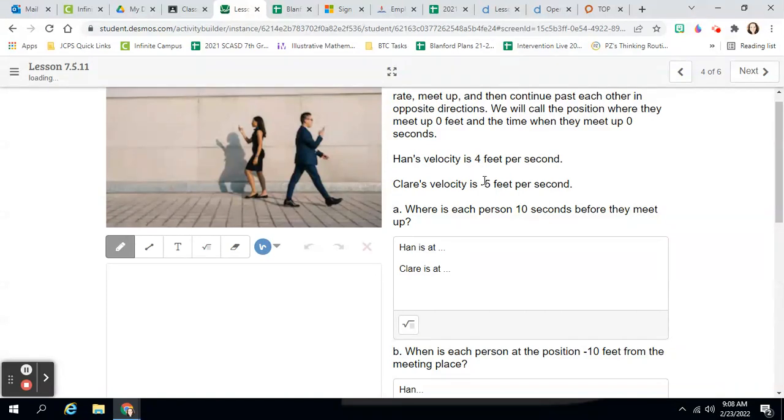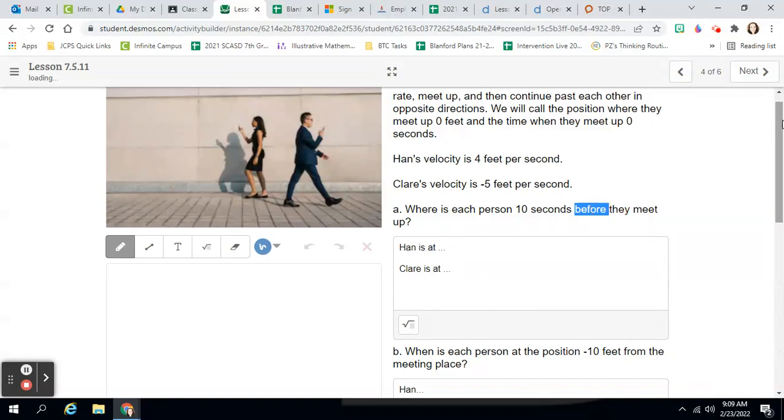So that's the number. But velocity includes the direction. So the positive shows that Han is walking towards the positives. And the negative here for Claire says that she's walking towards the negatives. Where is each person 10 seconds before they meet up?